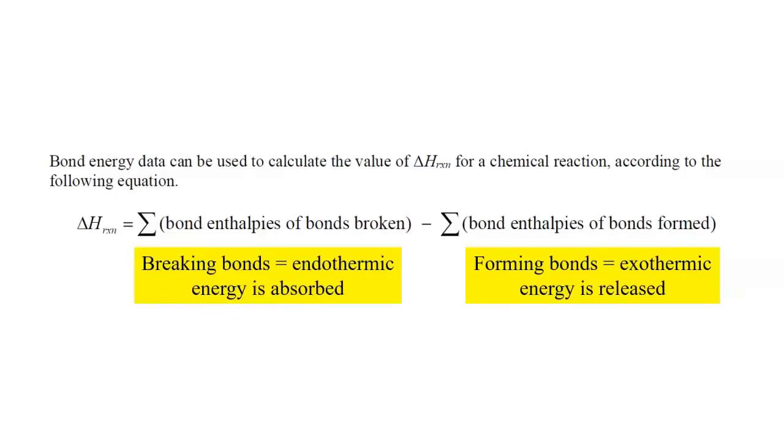You would add up all of the energies associated with the bonds that are broken in the reactant molecules. You would add up all of the bond energies for the bonds that are formed in the product molecules, and it would be the sum of the bond enthalpies of the bonds that are broken, minus, again, because that's an exothermic process, that's where that minus sign comes from, minus all of the bond energies or enthalpies of the bonds that are formed.